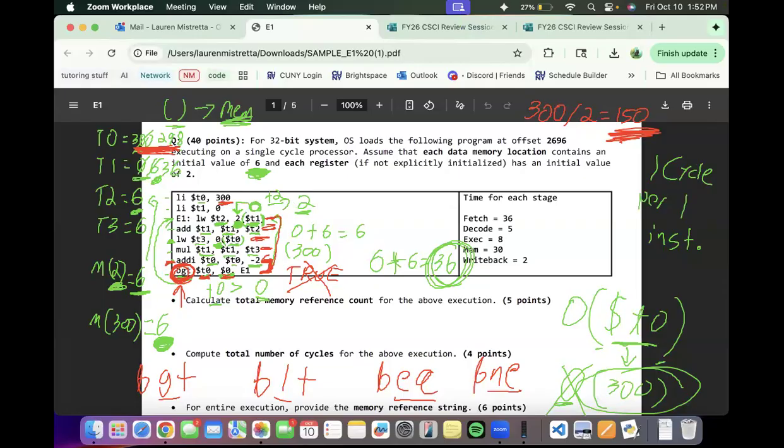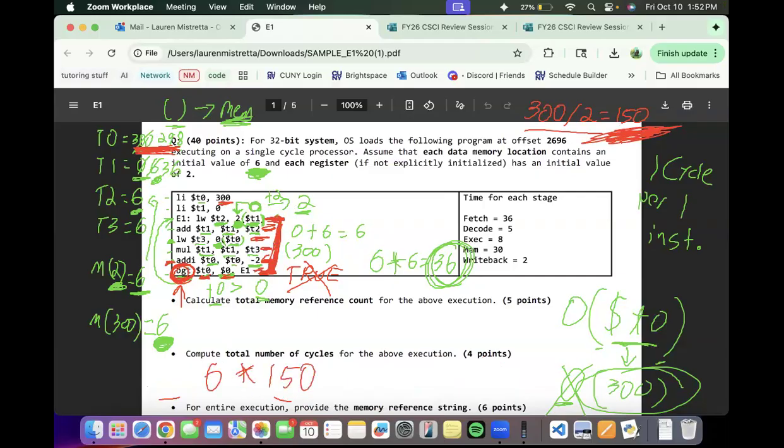So I know that this red part over here is getting looped 150 times. Everyone gets how we got 150 times, right? We went from 300. How many times can I subtract 2 out? 150 times. I just did 300 divided by 2. So I have 1, 2, 3, 4, 5, 6 instructions. 6 instructions are going to loop 150 times.